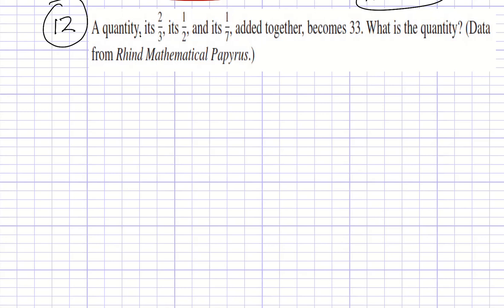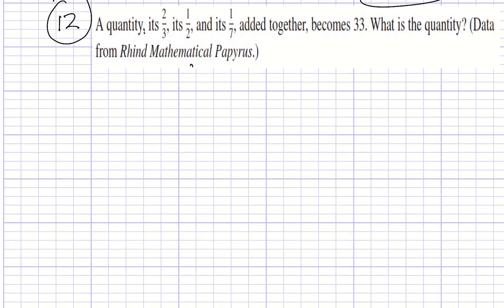See, these problems teach you something. You gotta read carefully because sometimes they make it confusing. Look, I see the same problem, but a lot of different numbers. A quantity. That quantity is included. The quantity, 2 over 3 of it, 1 over 2 of it, and 1 over 7 of it, added together. There are 4 things added together, and it becomes 33.